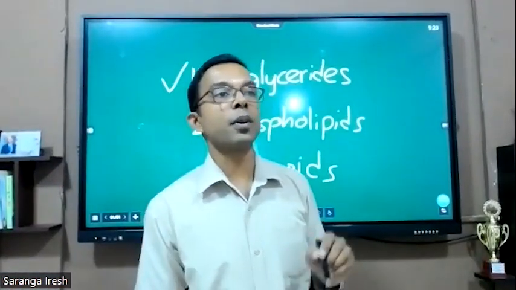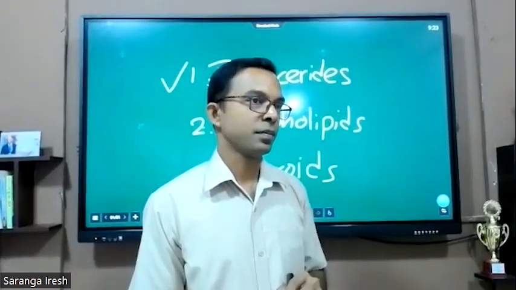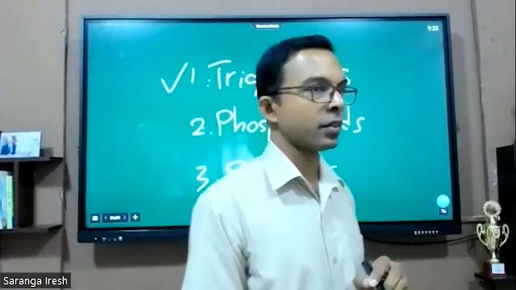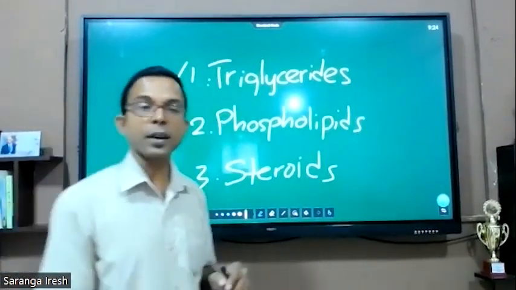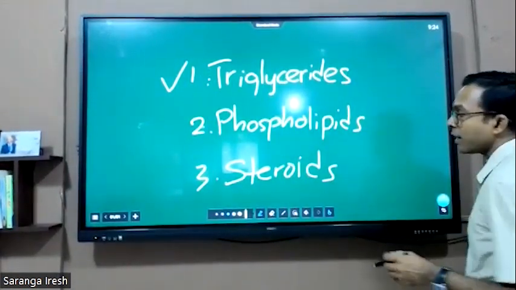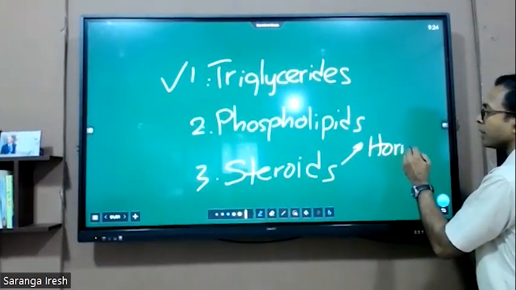The other one is phospholipid, as I mentioned earlier. Phospholipids are used to make the cell membrane structure. The cell membrane structure is produced by phospholipids. And steroids are also a very important type of lipid, because steroids are very supportive in producing hormones in our body.